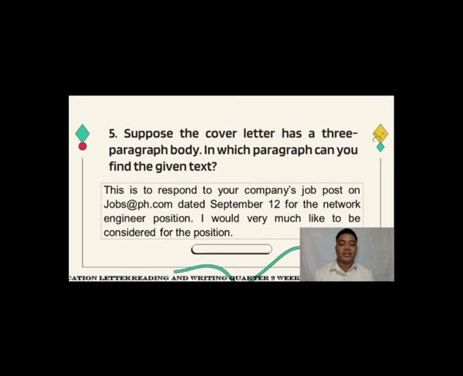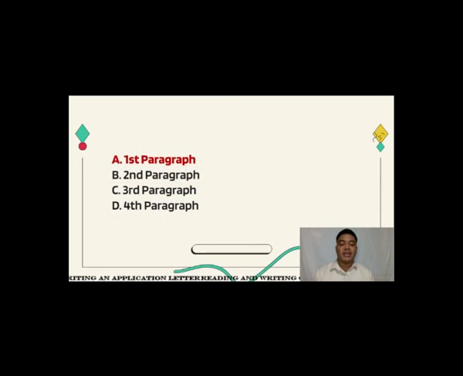Number 5. Suppose the cover letter has a 3-paragraph body. In which paragraph can you find the given text? The text reads, "This is to respond to your company's job post on jobs@ph.com, dated September 12 for the network engineer position. I would very much like to be considered for the position." And the answer is letter A, first paragraph.